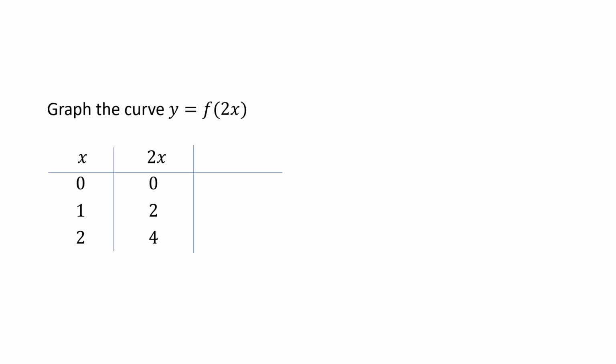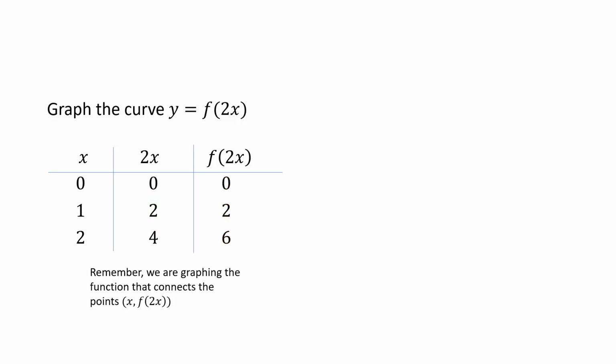Well, we know what f at 0 is. F at 0 is 0, because the point 0, 0 is on the curve. F at 2 is 2, because the point 2, 2 is on the curve. And f at 4 is 6, because the point 4, 6 is on the curve. Now, what we want to do is get rid of that middle column because we're plotting the points x, f at 2x.